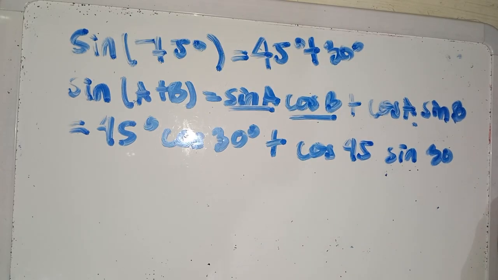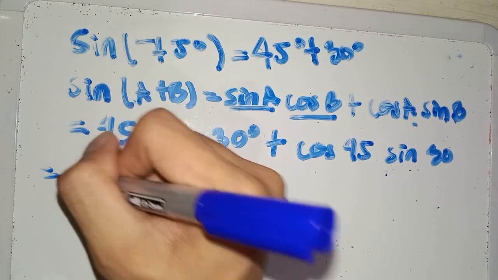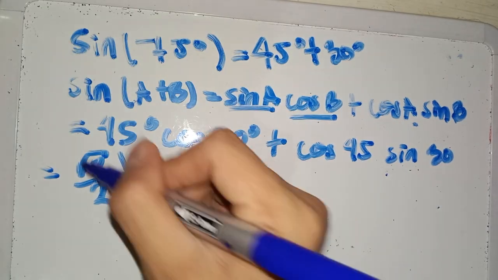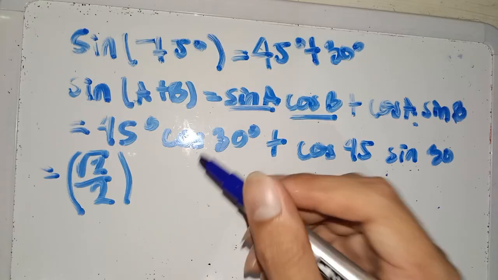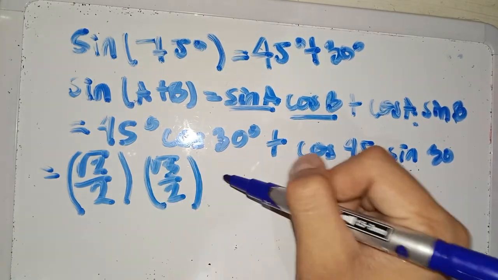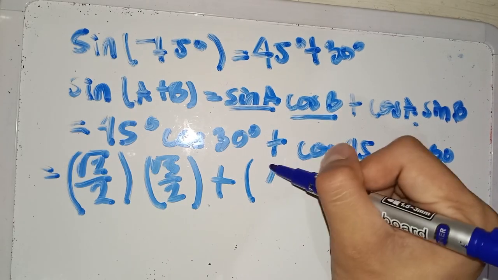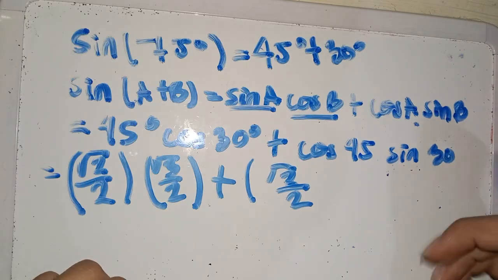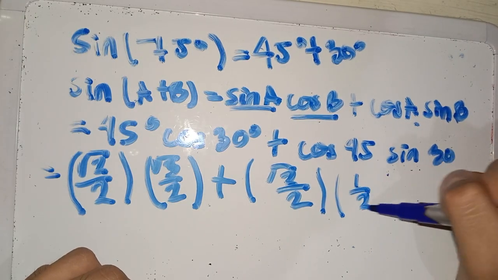Now substitute the known values. Sine 45 is equal to root 2 over 2, times cosine 30, which is root 3 over 2, plus cosine 45, which is root 2 over 2, times sine 30, which is 1 over 2, one half.